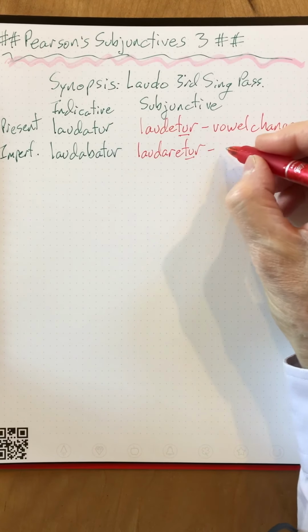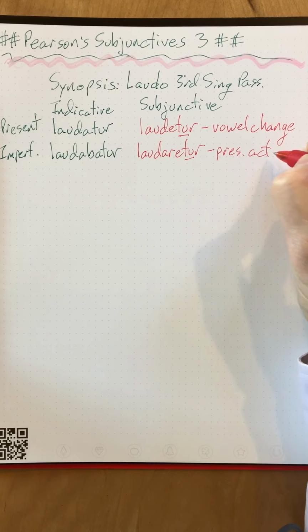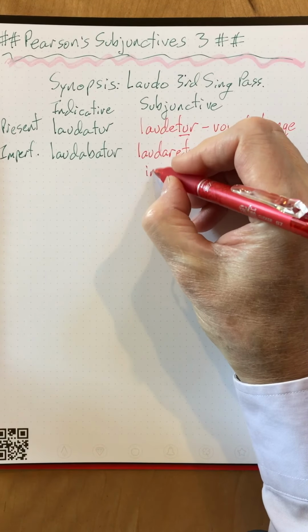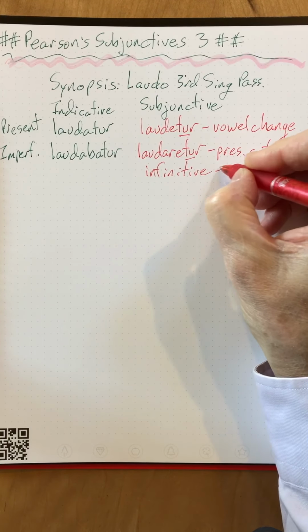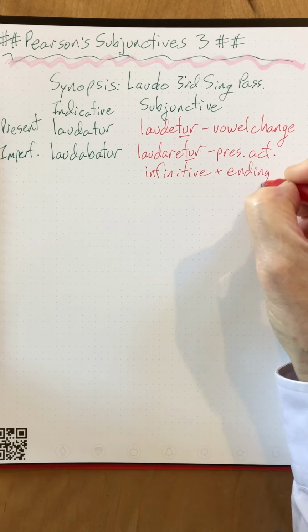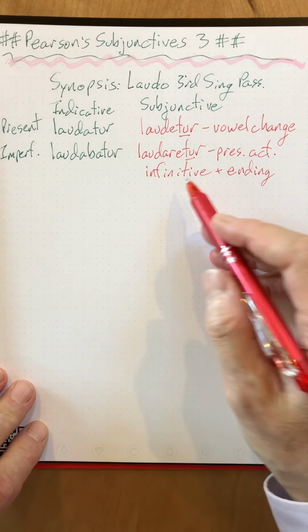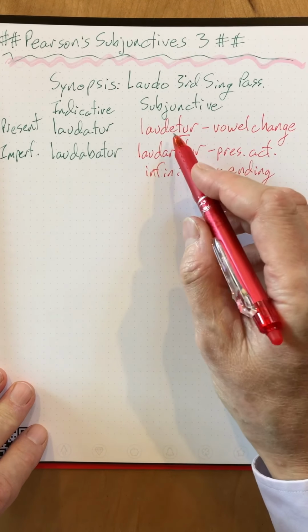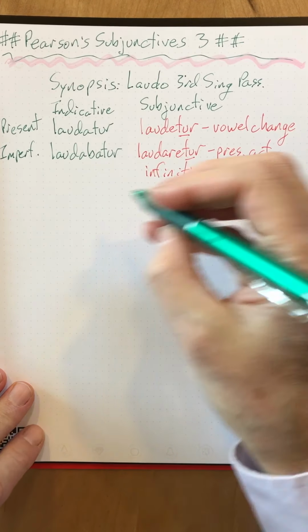So this is present active infinitive plus ending. That's the same rule for the active. And this is the same rule for the active. And of course the passive changes because it changes in the indicative too.